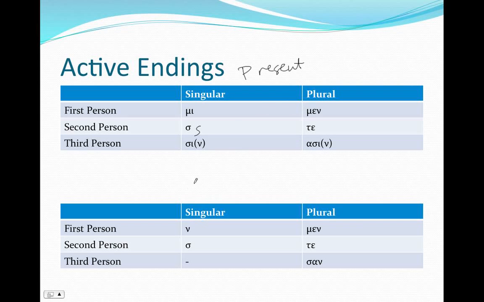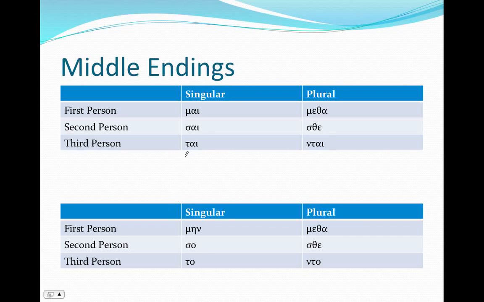And in the imperfect, n, s, nothing, men, te, san. And of course the imperfect will still have your epsilon augment. In the middle, the nice thing about these is they are the same endings that you've been using for the middle already. So mai, sai, and this sigma is going to stay in because there's no theme vowel, so there's no intervocalic sigma. Tai, metha, sthe, ntai.